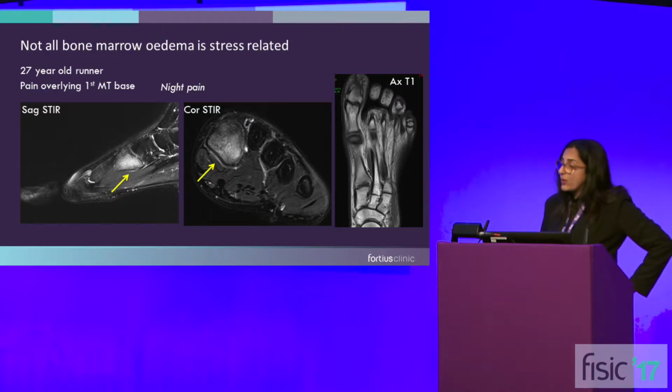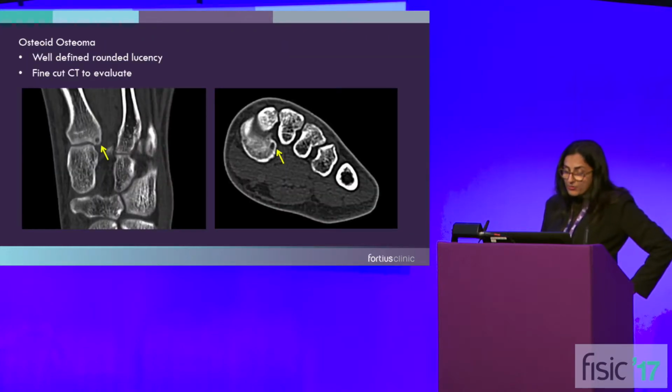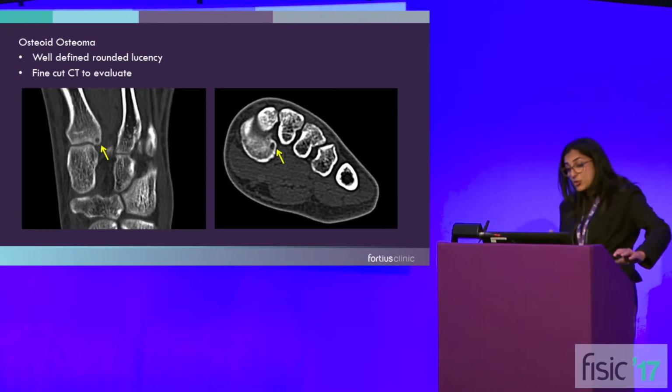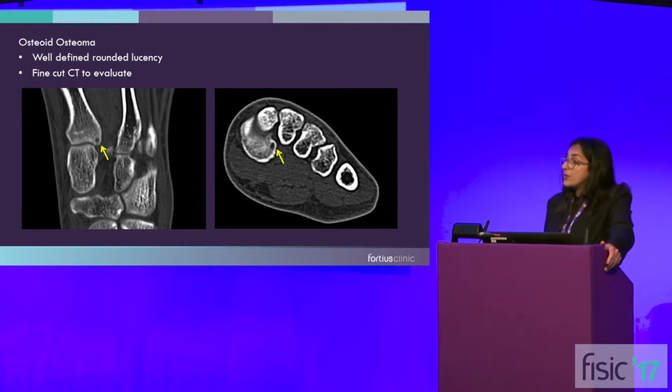And so we went on to do a fine cut CT through this patient, and they in fact had a well-defined rounded lucency at the base of that first metatarsal, at the epicenter of that bone marrow edema, and that is an osteoid osteoma. And this patient was a junior doctor who then went on to Stanmore to have radiofrequency ablation of that. So be aware that not all bone marrow edema is stress-related, and you've got to make sure you're not missing something else.